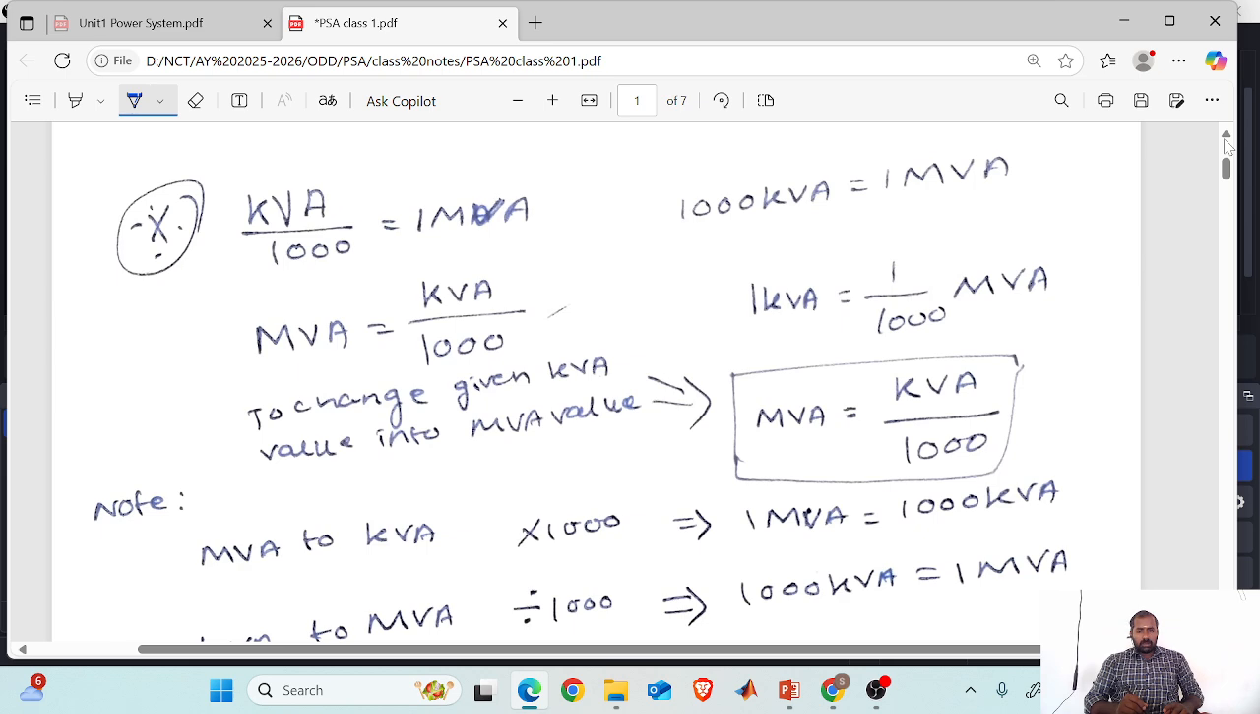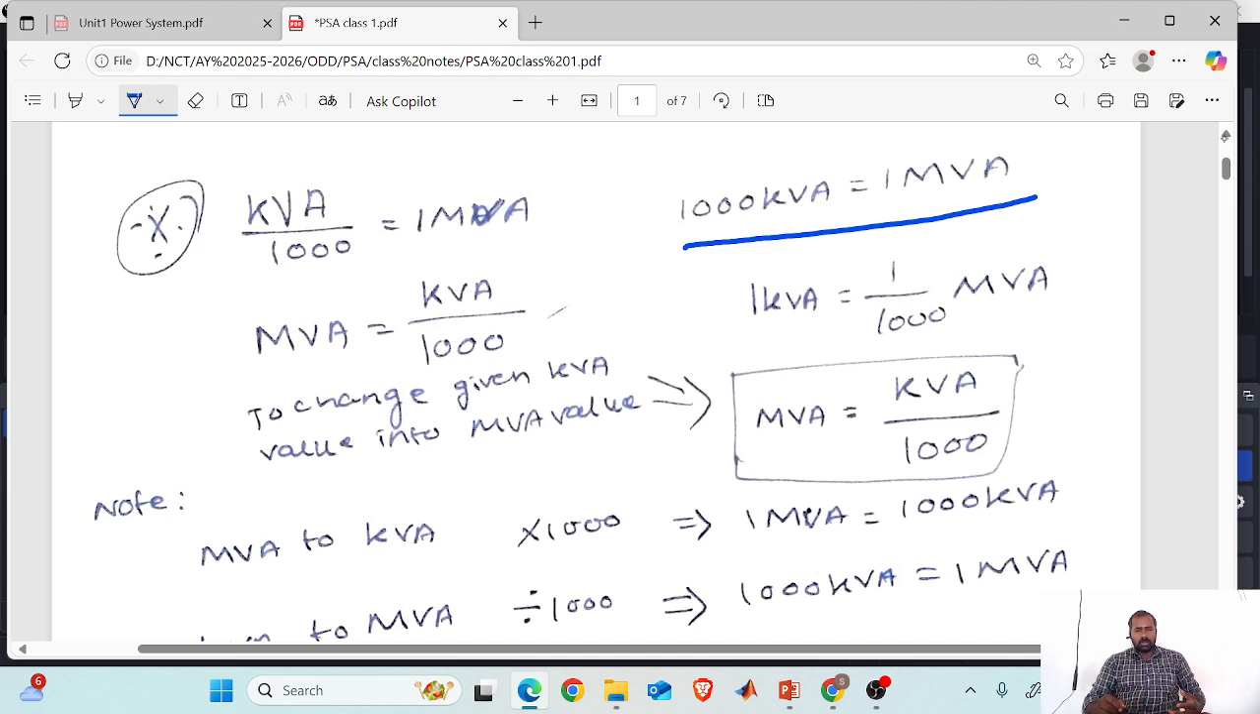Normally, 1000 kVA is equal to 1 MVA. Here I am telling how to convert if I have the data in MVA and want kVA, or if I have kVA and want MVA. Already 1000 kVA is equal to 1 megavolt ampere, so 1 kVA is equal to 1 divided by 1000 MVA.